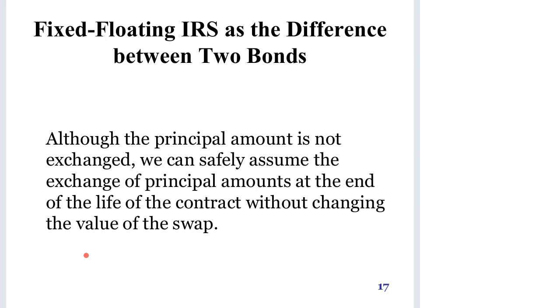In this story, the principal amount is not exchanged, and we can safely assume that. We can safely assume the exchange of principal amount is at the end of the life of the contract without changing the value of the swap. Ideally I should be exchanging my principal, continue to pay interest on it, and then re-exchange it. But effectively I don't have to worry about that, and I just continue in that manner. The only difference is in terms of the interest payment part of it that is managed on the other side. And then, if there are two players, you can easily sit them down.